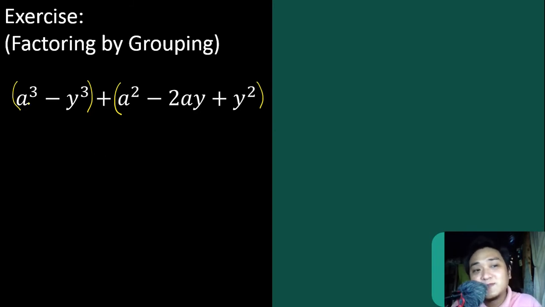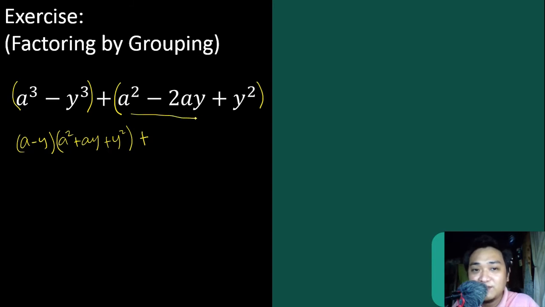So tingnan natin. In this case, this is a cubed minus y cubed. It follows what technique? That pertains to the difference of two cubes. So the factor will be a minus y times a squared plus ay plus y squared. Plus, ito, wag natin kalimutan, plus, yan kasi yung madalas na nakakalimutan ng mga learners natin, kala nila product of two quantities. Okay. So, wag na natin kakalimutan yung operation sa gitna.